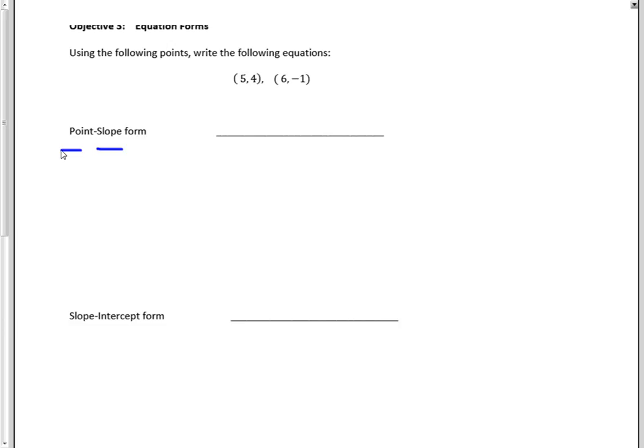Kyle, let's look this way. What are the two words that are in the form that I'm looking for? Point slope. Do you see any points up here? Yes, two. You can choose any one that you want. I'm going to choose the first one. So over here, I'm going to write down point is 5, 4.